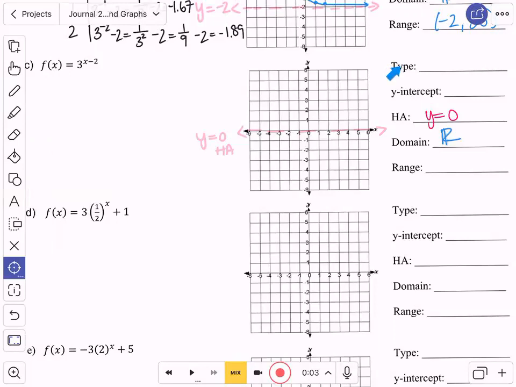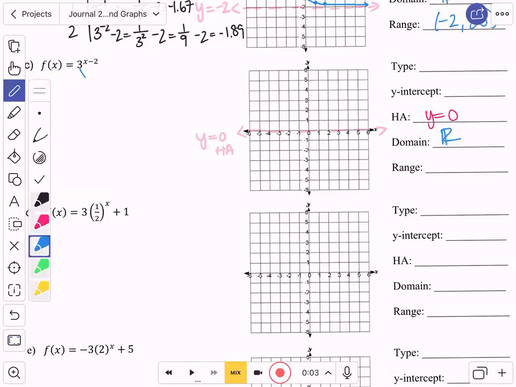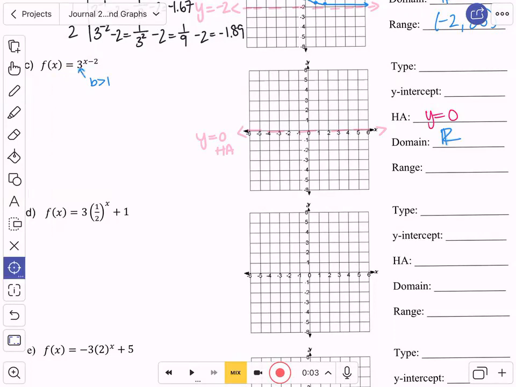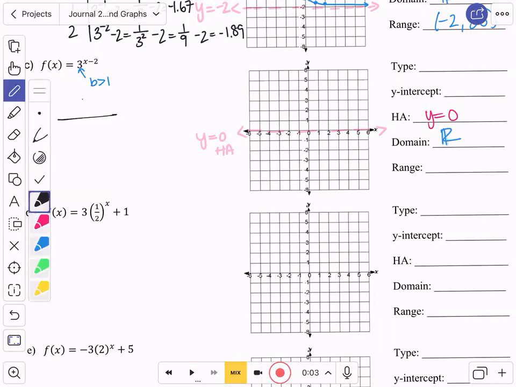If I were to predict the type, I noticed that b here, the base, is a 3, so it's bigger than 1. The base is bigger than 1, so that tells me that it could be an exponential growth. And also x here is not negative, so this is probably a growth, but we'll see. So let's make a t-chart. And I'll throw in my usual numbers, 0, 1, and 2.